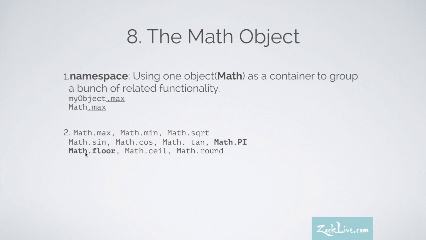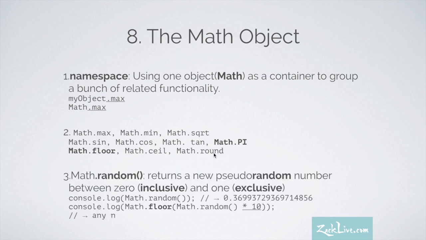And we have floor, ceil, and round. The round function rounds a number to the closest whole number, and floor rounds it down to the closest whole number, and ceil, which comes from ceiling, rounds it up to the closest whole number.